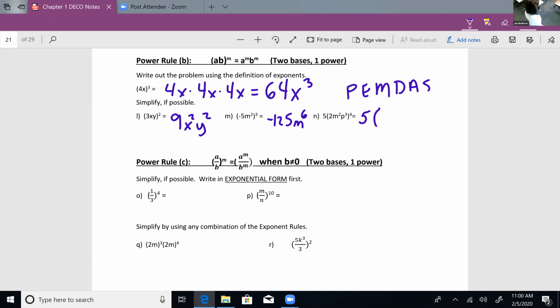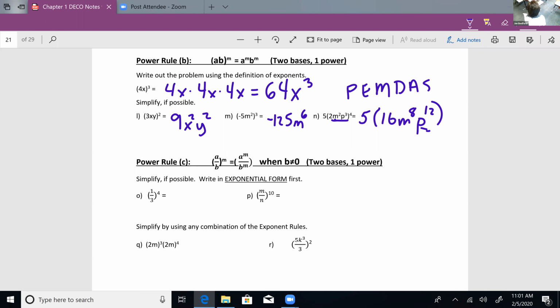Okay, so let's get the number part. What do you think the number part needs to be when we take all of this to the 4th power? Because it's 2 times 2 times 2 times 2, right? So 16 goes here. Then what? M to the, tell me again, 8th, and P to the 12th.